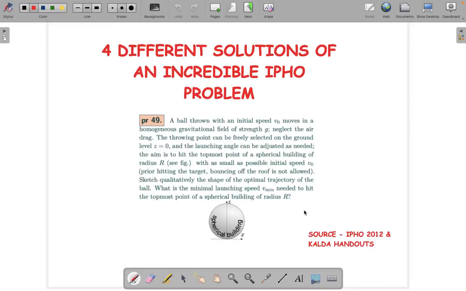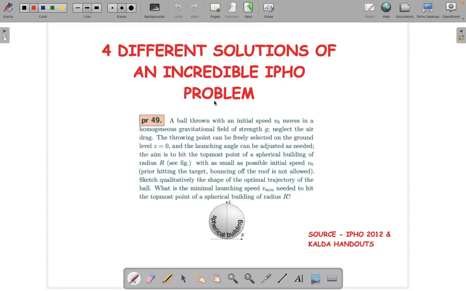हेलो बच्चों, वेलकम टू स्कूल ऑफ फिजिक्स। आ गए हम एक नए प्रॉब्लम के साथ, और इस टाइम it is an incredible problem from IPHO 2012, and it is also given in CARTA handouts, in the kinematics handouts. So we are presented for this question four different solutions of an incredible IPHO problem.